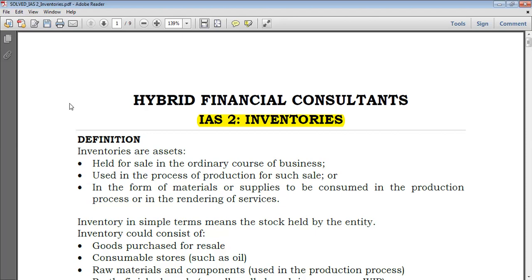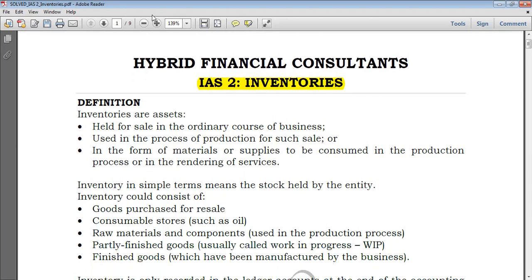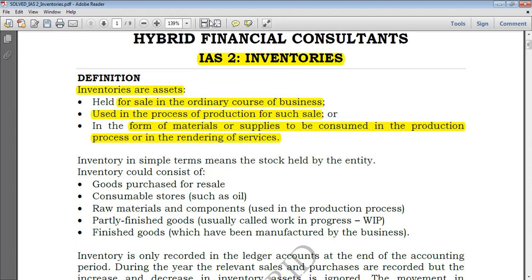So, simply speaking, we could just start with these inventories. And how are we going to go about this? Inventories are assets which are held for sale in the ordinary course of business, right? Let's say you have purchased inventories and you need to sell them. That's one form of inventory, but inventories can also come in the form of raw materials, so they can be used in the process of production for such sale. Inventories can also come in the form of materials or supplies to be consumed in the production process or in the rendering of services. All these forms would bring to you inventories.